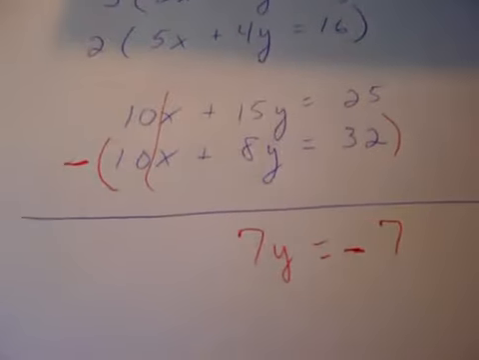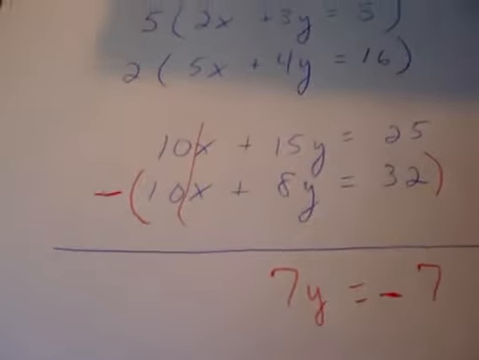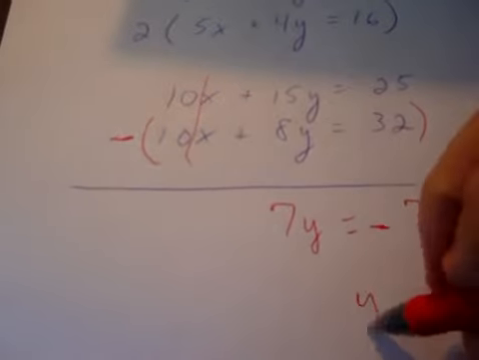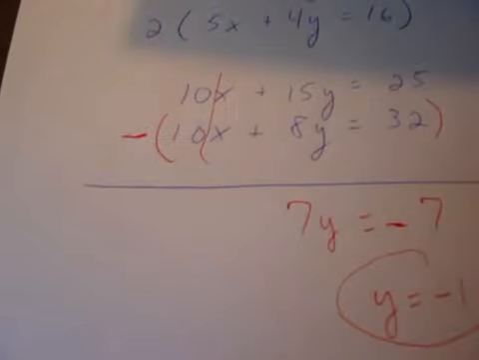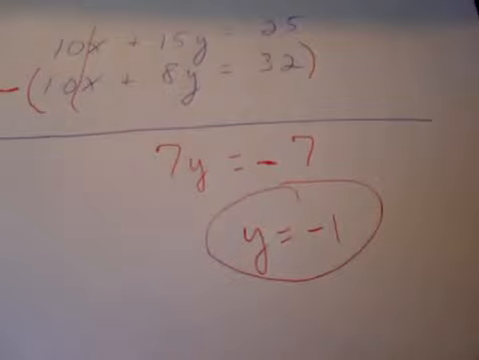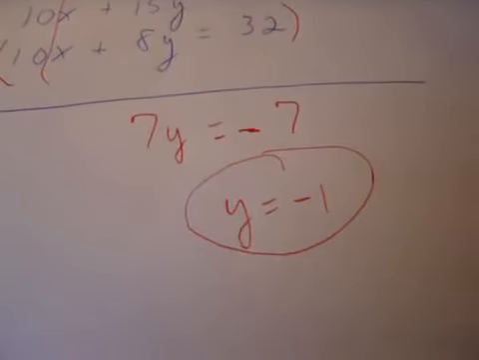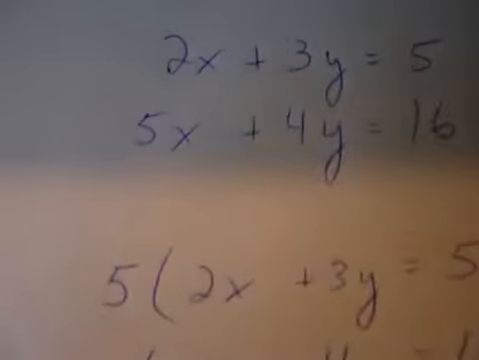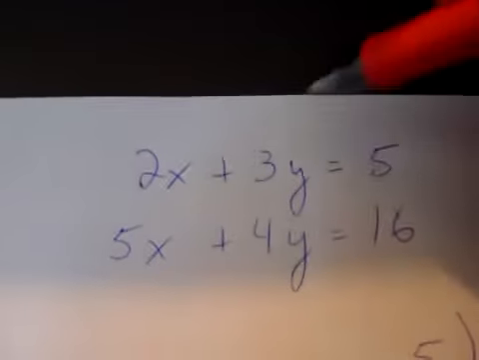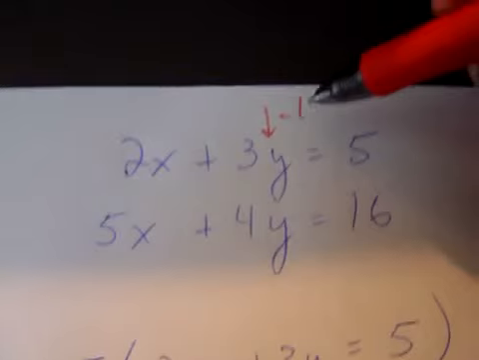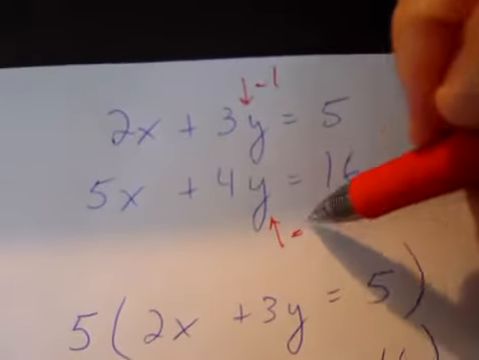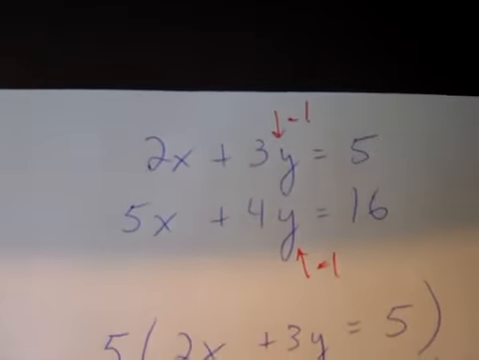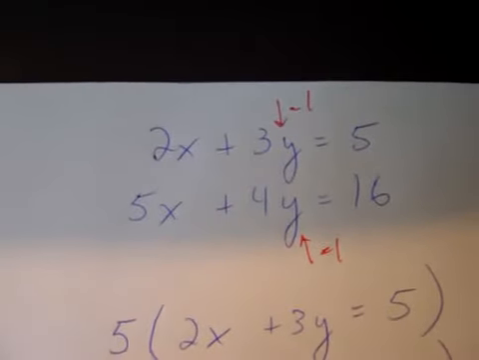So now we have 7y equals negative 7. Dividing both sides by 7, you get y equals negative 1. That's your solution for y. Now we just need to get the x. Well, what do you do? You just take your y equals negative 1. Y becomes negative 1, and you either replace negative 1 into this y, or you replace negative 1 into that y, and you solve, and you'll get a solution for x.